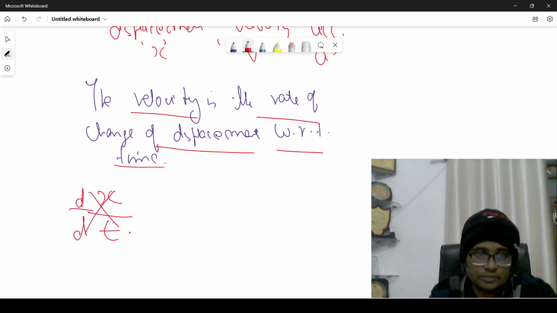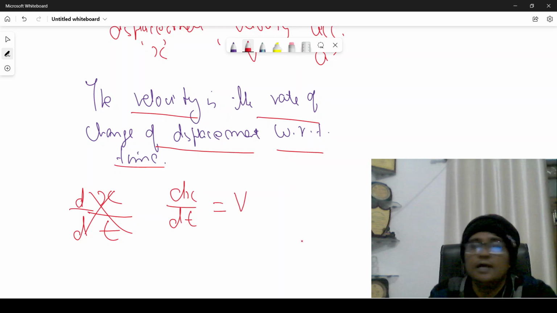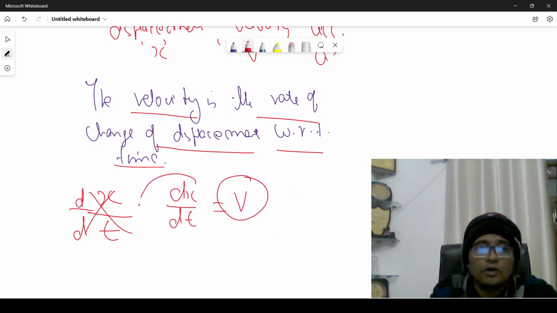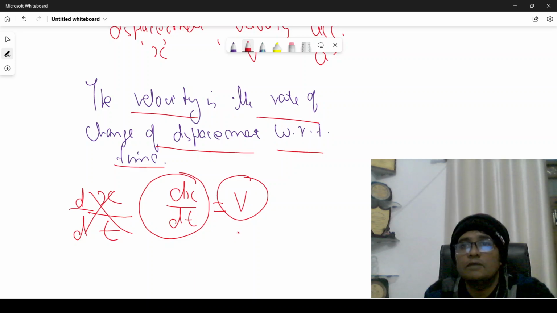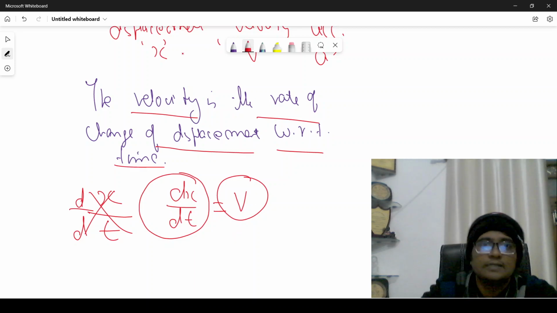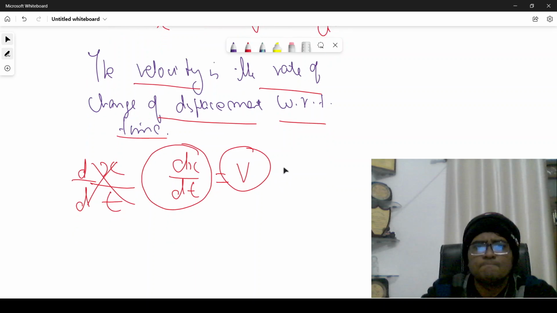Okay, इसको जरा एक बार अच्छे से लिखते हैं. dx by dt is equal to v. Yeah, velocity is the rate of change of the displacement with respect to the time. That is your velocity. Okay, fine. Okay, now we will see one thing out here.